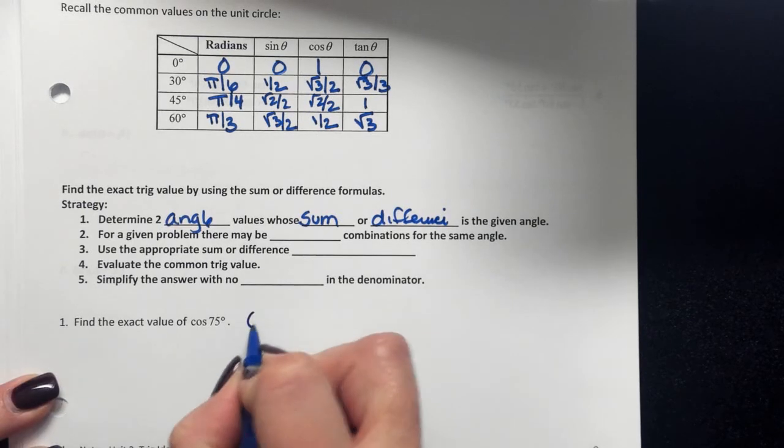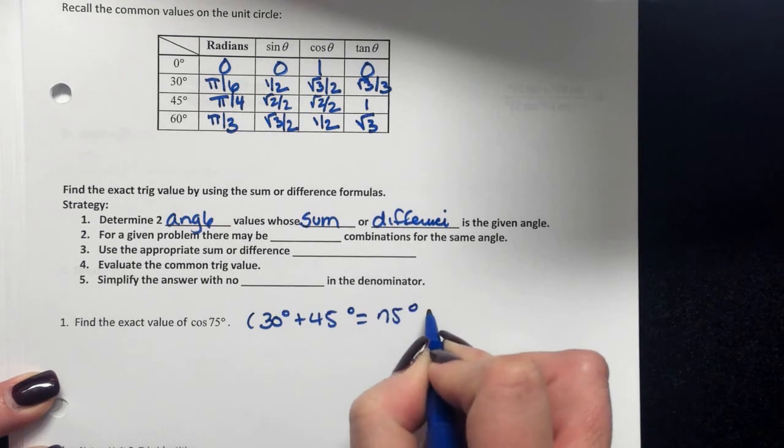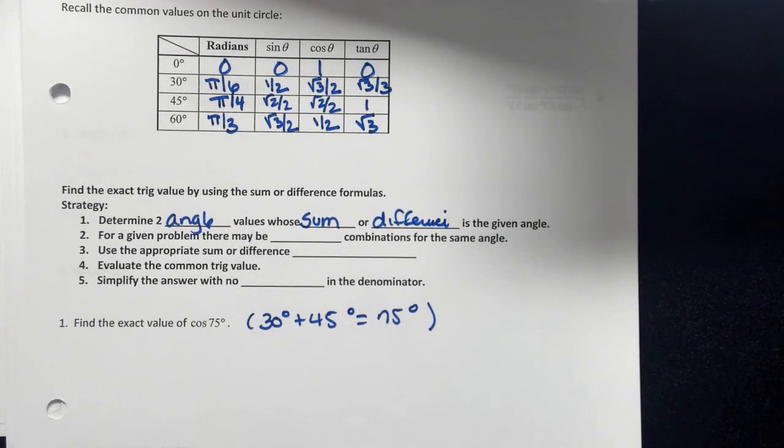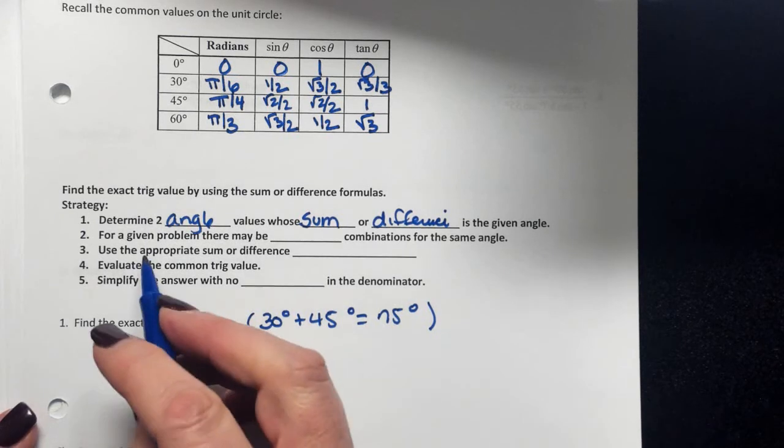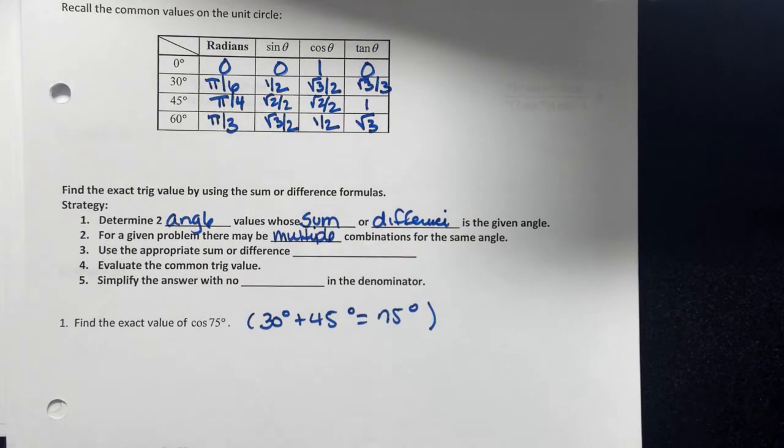So that's what we mean by the sum and difference. So I know that 30 degrees plus 45 degrees equals 75 degrees. Again, there may be more than one correct combination of angles that you could add or subtract together. So for a given problem, there may be multiple combinations. There may be another pair of angles from the unit circle that we could add or subtract together to give me 75 degrees. So there may be more than one correct formula that we could use for this. But we're all in agreement that 30 plus 45 is 75 degrees.